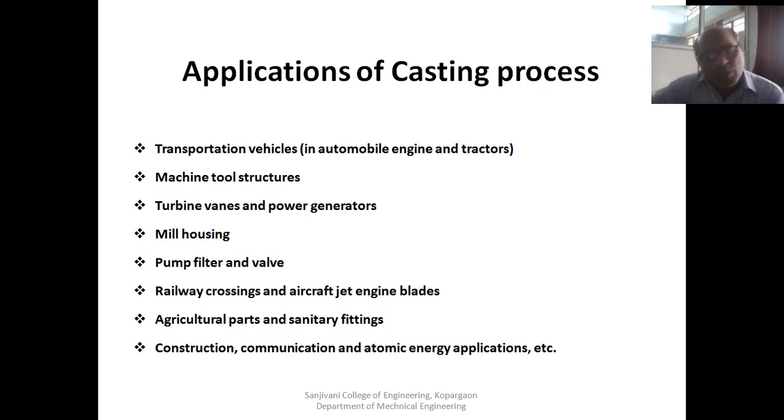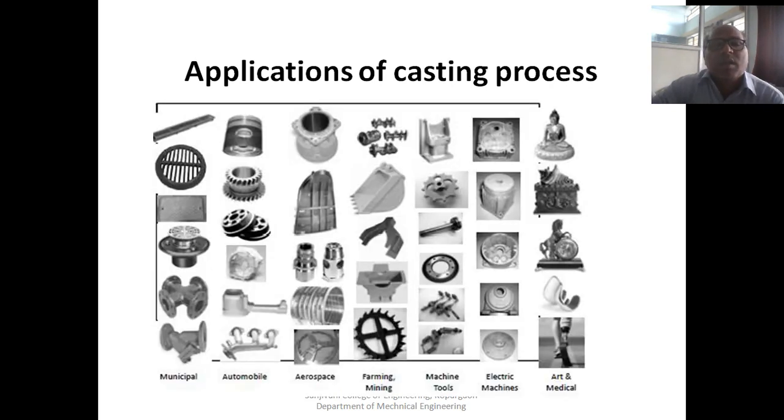So casting application is everywhere. That may be in the automobile sector, in the agriculture sector, in the military, in aircraft. Number of applications are there for casting. Okay. So we can see here the application of casting. A number of components are shown here: piston, cylinder, gear, agricultural parts. You can see crane parts. Okay. These are a number of things: electrical machine, machine tool, farming, mining, aerospace components, automobile, municipal corporation components, art and medical. No area is left vacant.